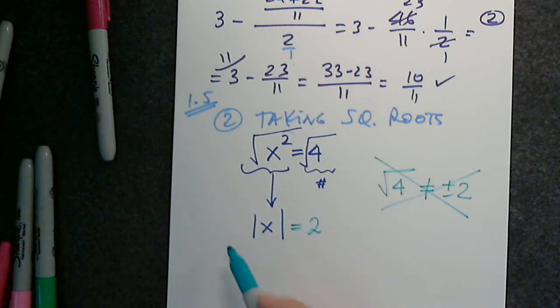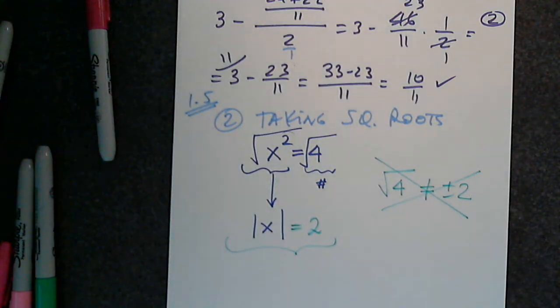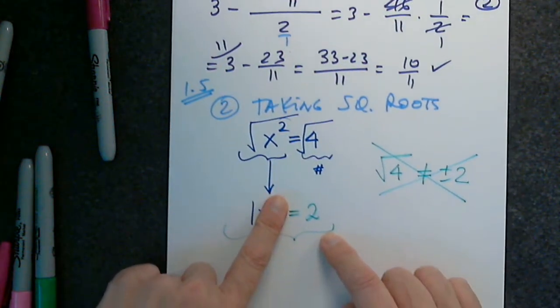However, what does this mean? This is the absolute value of x, which means the distance from 0 to x. So the distance from 0 to x is 2 units. Can you give me the answer? What are the possible options? Positive and negative 2. But the positive and negative come from this, not from the square root of 4.